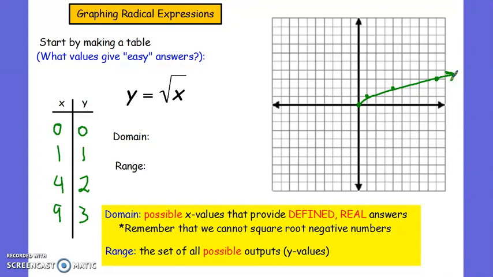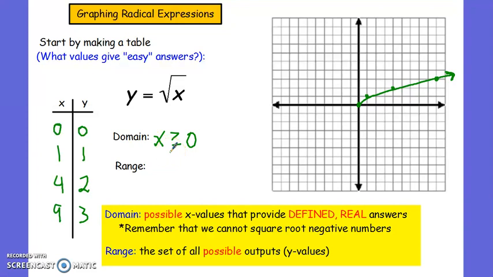However, realize we cannot find the square root of -1 or -2 or really anything left of the y-axis. Our domain, remember, the possible x values that provide real answers, is that x needs to be greater than or equal to 0. I can't take the square root of negative numbers. So those easy answers came from the perfect squares, and the only answers come from the fact that x is a positive number or 0.